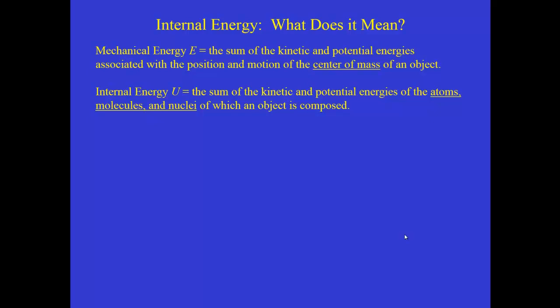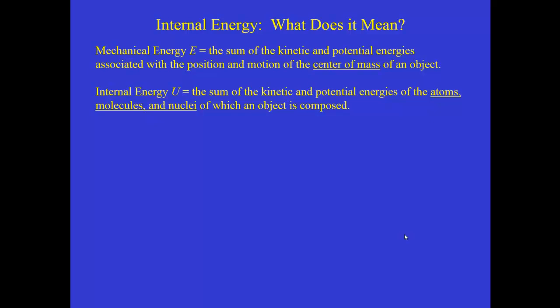But that doesn't say anything at all about the constituents of that object. So inside the baseball, the different atoms and molecules that the baseball is made up of are basically just along for the ride when we're talking about mechanical energy. Internal energy, by contrast, adds up the kinetic and potential energies of all of the atoms, molecules, nuclei, whatever else is inside the nucleus of which an object is composed. So the atoms and molecules and nuclei all are translating with the object that's moving, but they each have their own kinetic and potential energies.